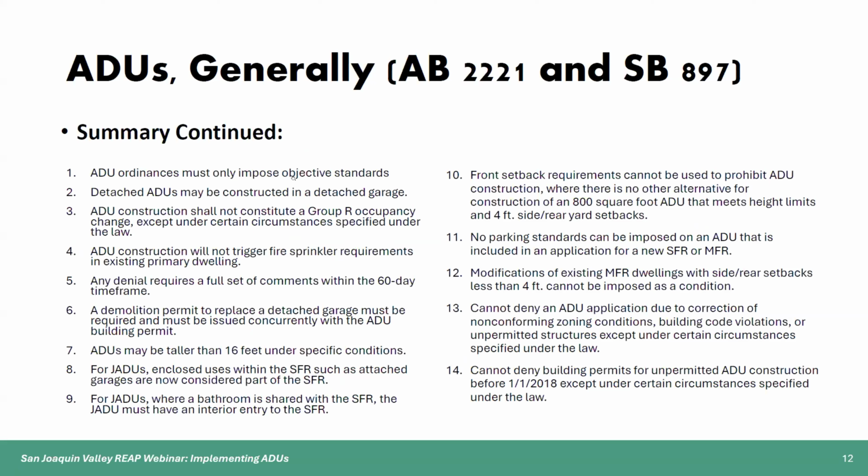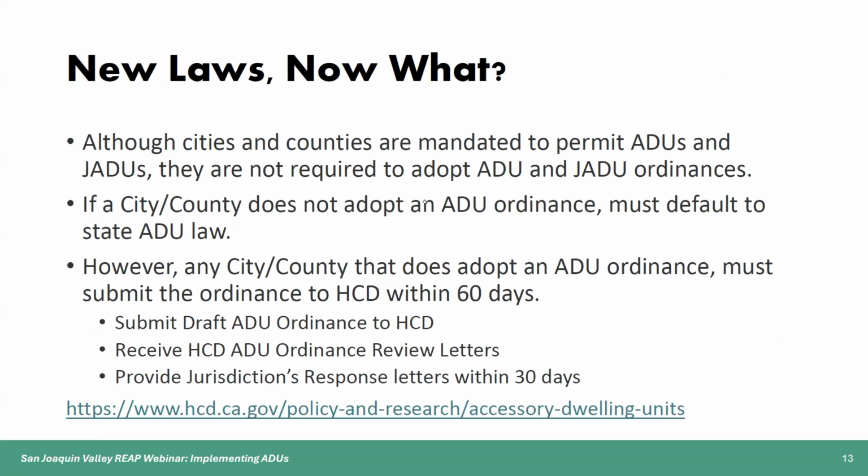I'll say that ADU ordinances may only impose objective standards. There's some stuff here about fire sprinklers, denial, height, a bunch of stuff. So I definitely recommend, if you haven't touched ADU law or your ordinance since 2022, these two bills are pretty substantial and have a lot of things that have been clarified or added.